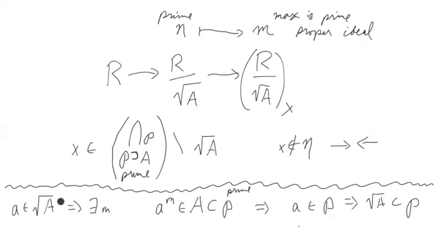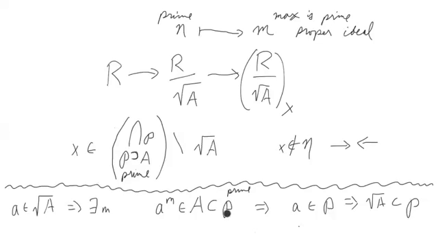So let's get to work. First of all, if an element is in the radical of A, then there's some power that's in A, and let's suppose that this P right here is a prime ideal that contains A. So in particular, a to the m, this little a to the m, is going to be contained in here, in this prime ideal.